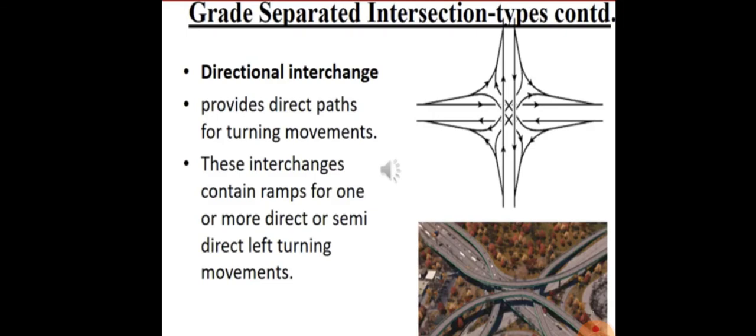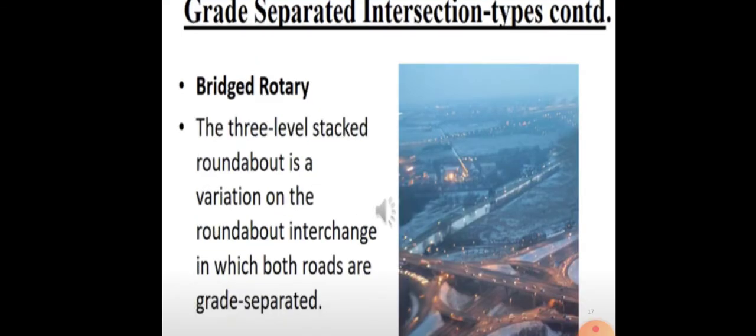Now I hope this is clear. These are all the different types of grade separated intersection. And then we have the bridge rotary. Bridge rotary, a 3-level stacked roundabout, is a variation of a roundabout interchange. Roundabout we will be discussing later on. In this case, both the roads will be grade separated. So that is what is called a bridge rotary. We will be discussing the roundabout later. So I hope it is clear.